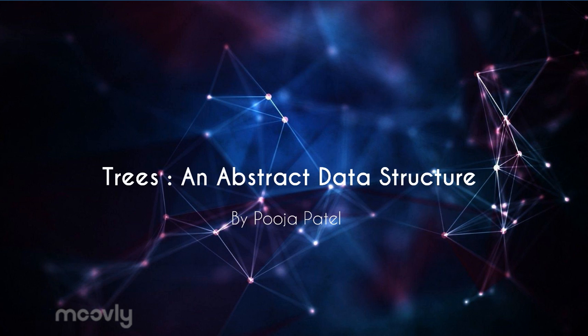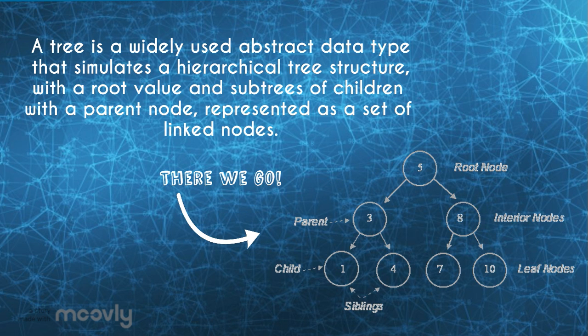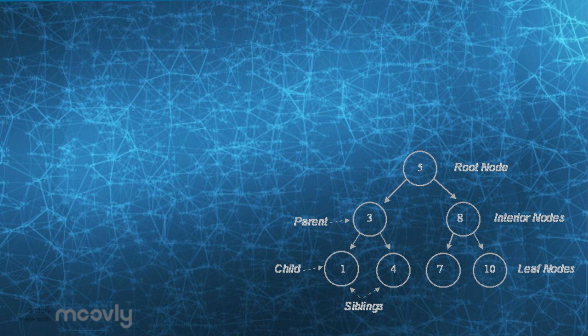Trees are widely used for their dynamic structure, meaning that things can be added and taken away from it very easily. A tree is an abstract data type that simulates the hierarchy you see in a real tree. There is a root value and subtrees of children with a parent node, represented as a set of linked nodes.